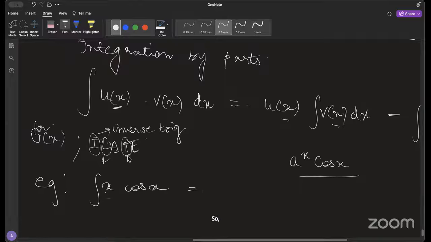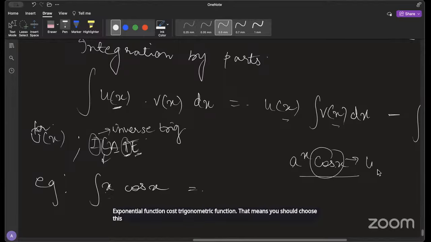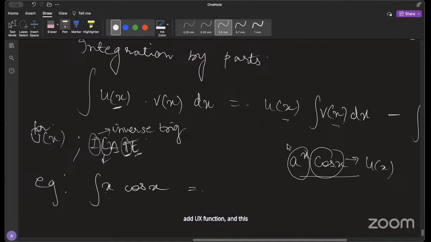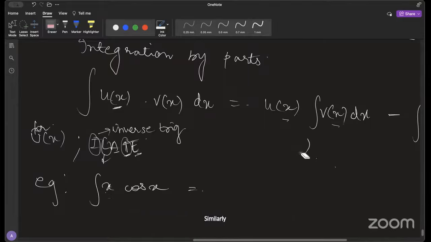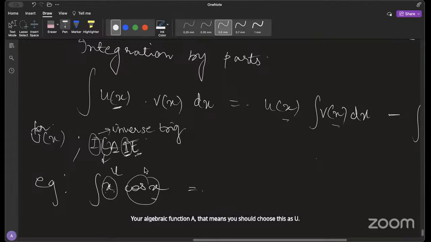So by this ILATE rule, you should be choosing a^x, an exponential function, and cos x, a trigonometric function. That means you should choose this as the u function and this as the v function, and then apply this rule, right? Similarly, you have x and cos x. So cos x is a trigonometric function, x is your algebraic function. That means you should choose this as u, this as v.